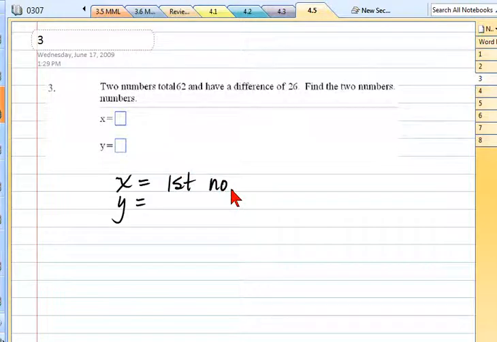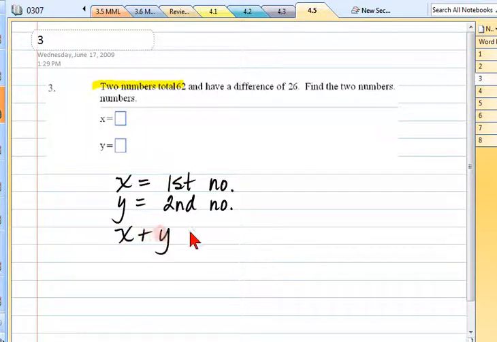Because they never talked about large and small in here. So we'll call X the first one, which means Y is the second one. Okay. It's time to start writing equations. Two numbers total 62. All righty. Total means to add. So X plus Y equals 62.